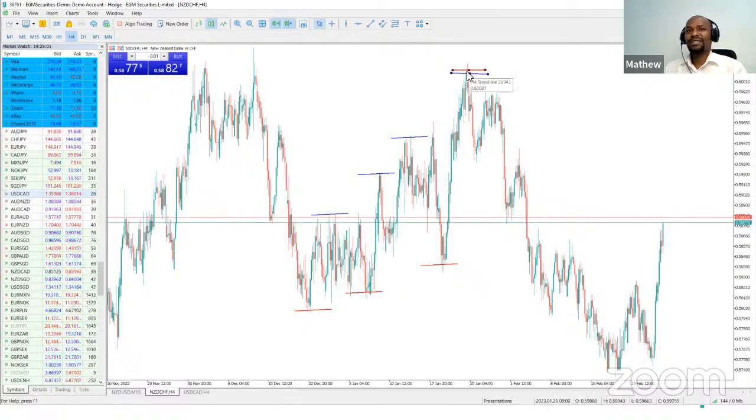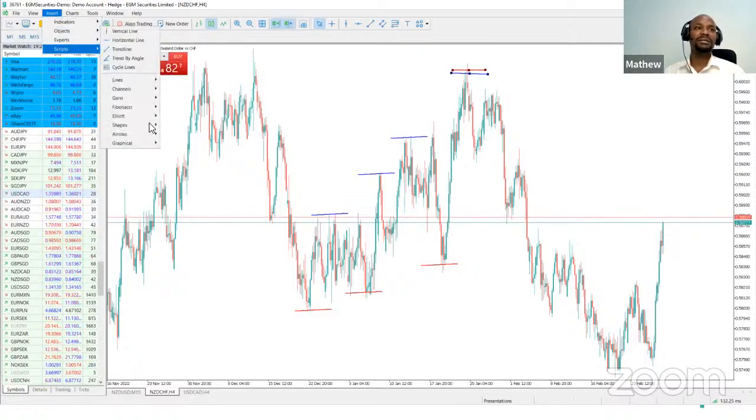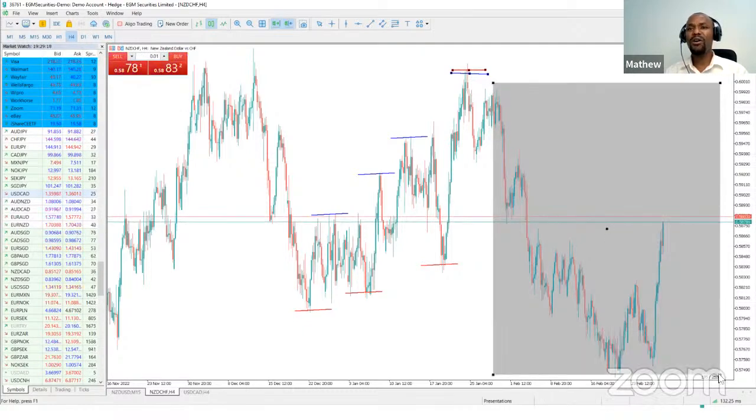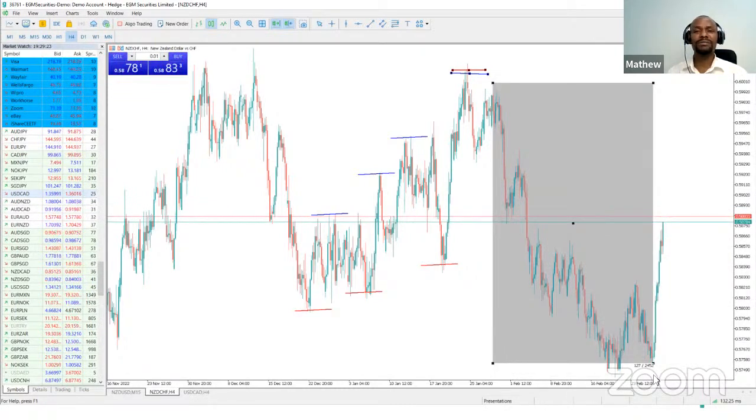It's called change of character. Simply, the character is the flow of the market. So before all this downward move happened, let me mark all this area in gray. Before all this happened, how could you have gotten a signal to enter, right?